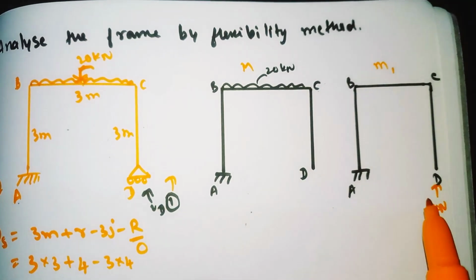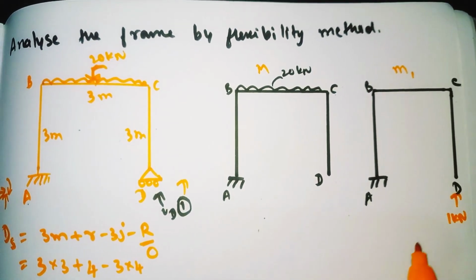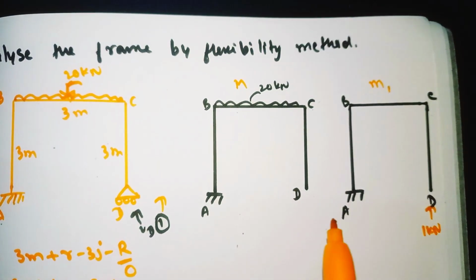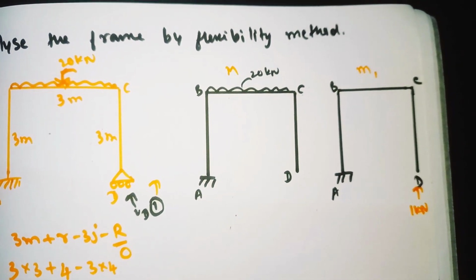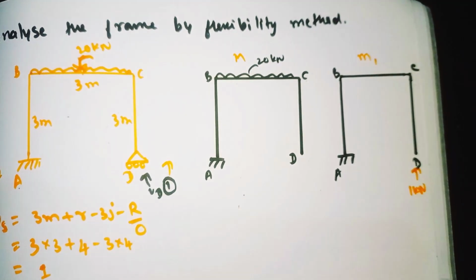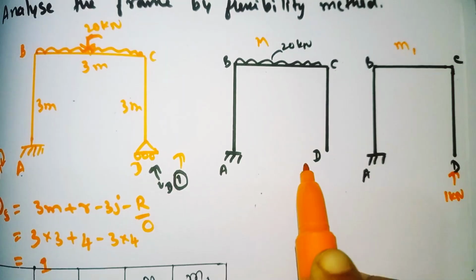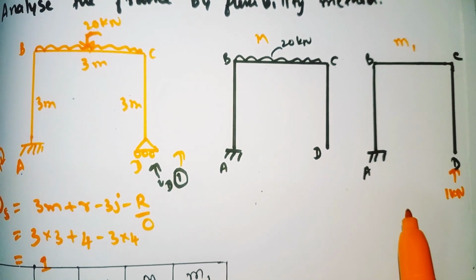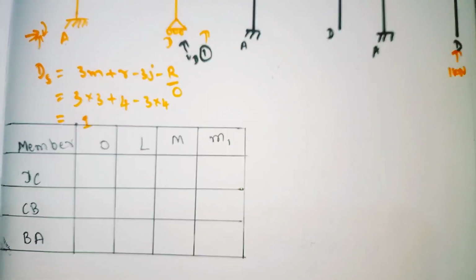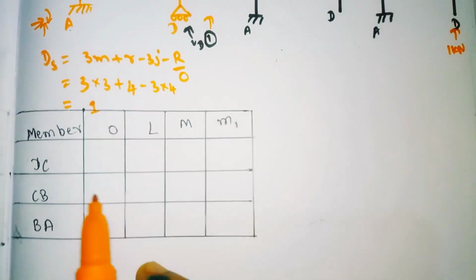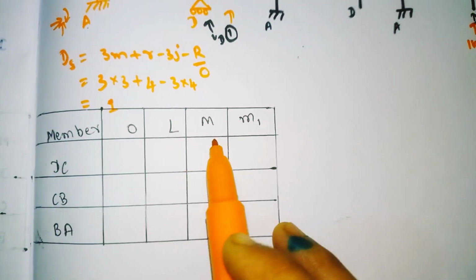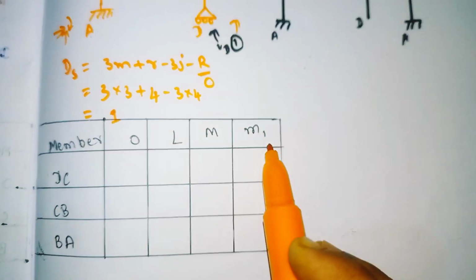At a time we need to apply only one coordinate. For this frame only 2 diagrams will come. Using these 2 diagrams we need to find the moments. So we need to draw the unit load table. By using this diagram we will calculate the moment. So this is our unit load table. Like this our unit load table will have member, origin, limit, capital M and small m1.